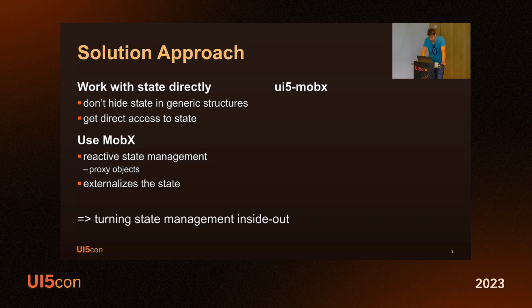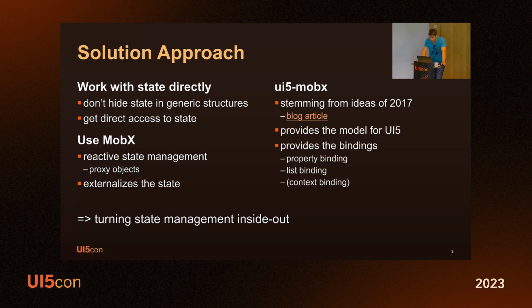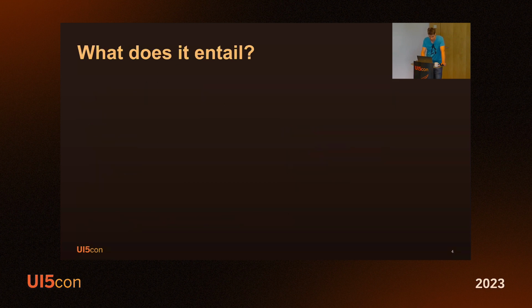UI5-mobx is a little library which bridges the gap between UI5 and MobX. This is a little open source project. It's stemming from ideas from 2017. Someone invented it already. And it provides the model for UI5 as well as all the bindings. Currently, the context binding is not supported, but we get to that. So what does it entail? What do you need to do if you want to integrate that into your project?